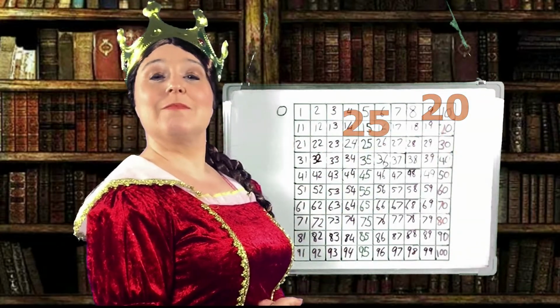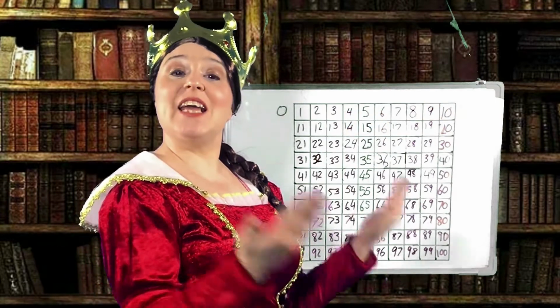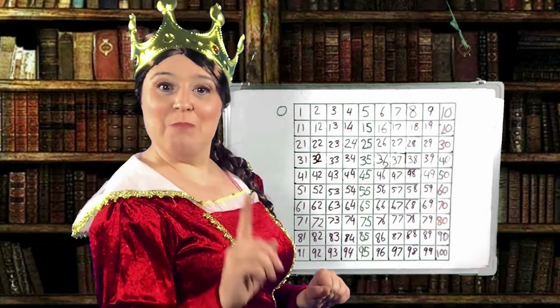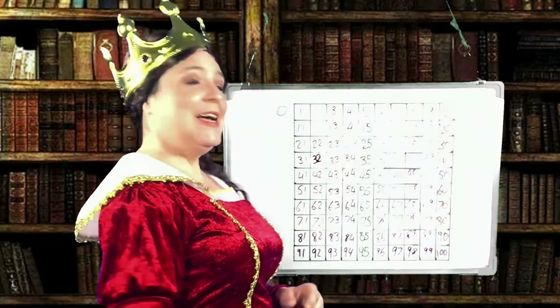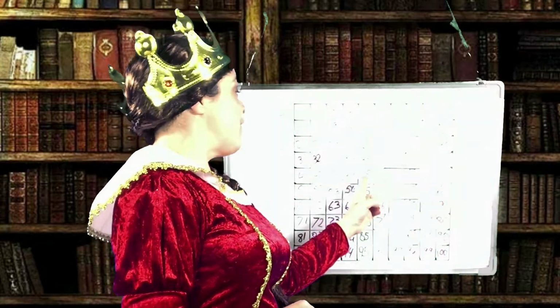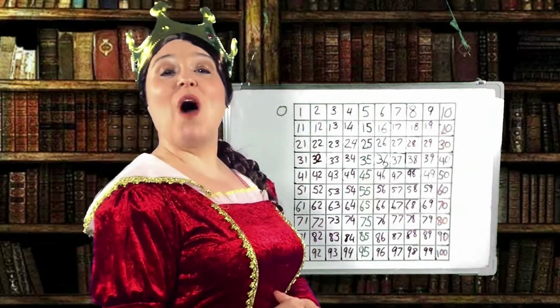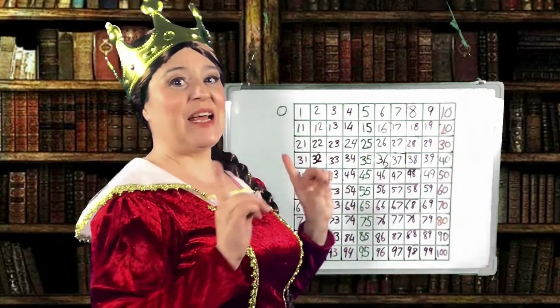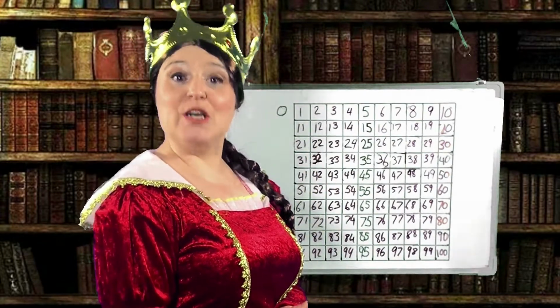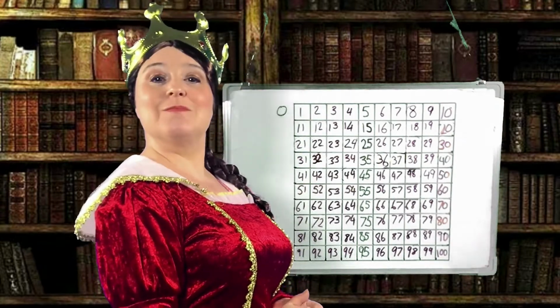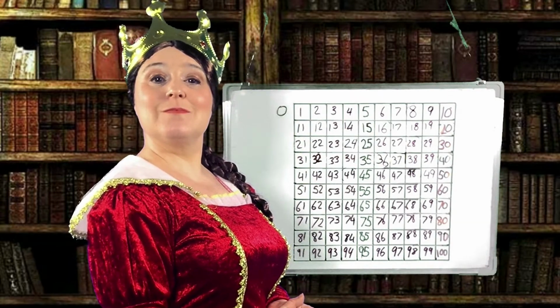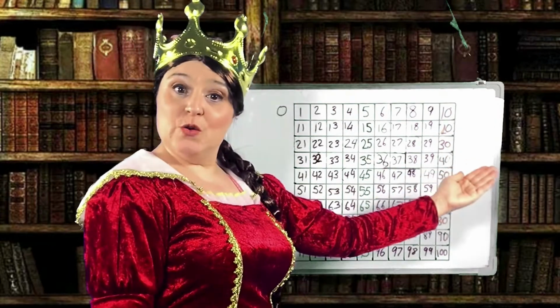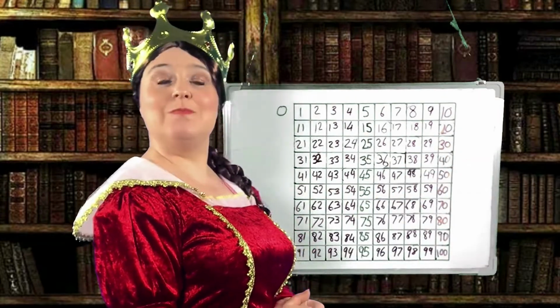Well done. Now, counting backwards in multiples of 5 from 45, what would the next 2 numbers be? Remember, we are counting backwards in multiples of 5. Write the next 2 numbers on your whiteboard. Use your number square to help you if you need to.